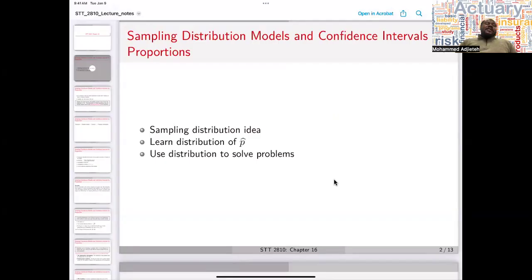So when I represent P hat, that is a sample proportion. Is that okay? So anytime you see a hat, it's the sample. So if you just see P, it means the population. Is that okay? And I've already explained what sampling is and also what population is. We're also going to use that idea to solve problems.